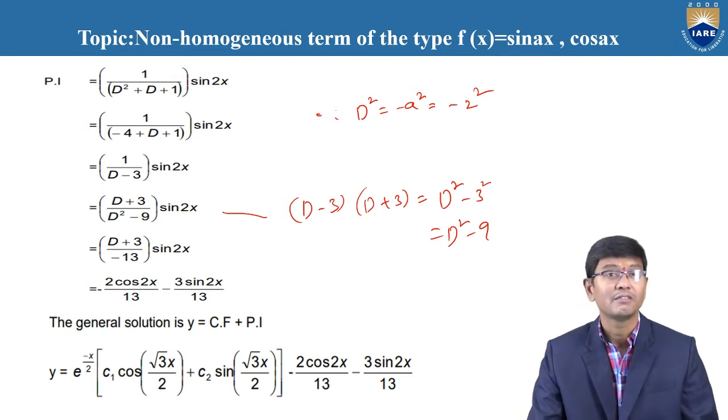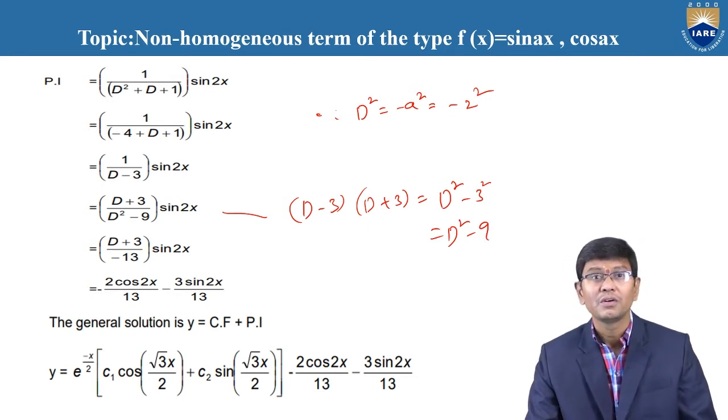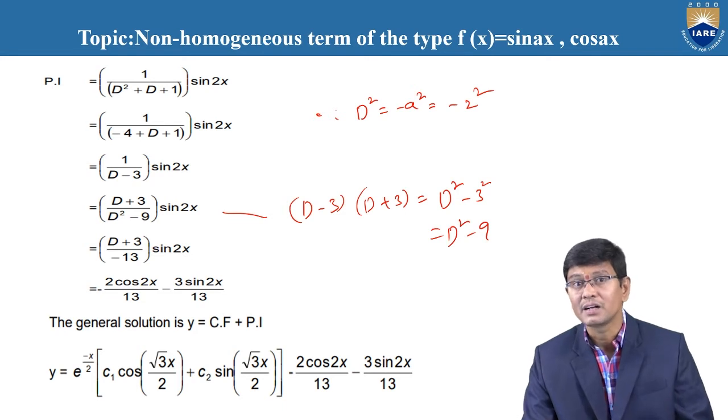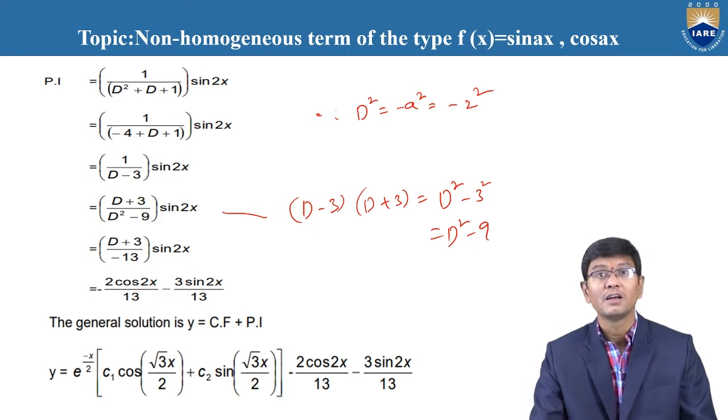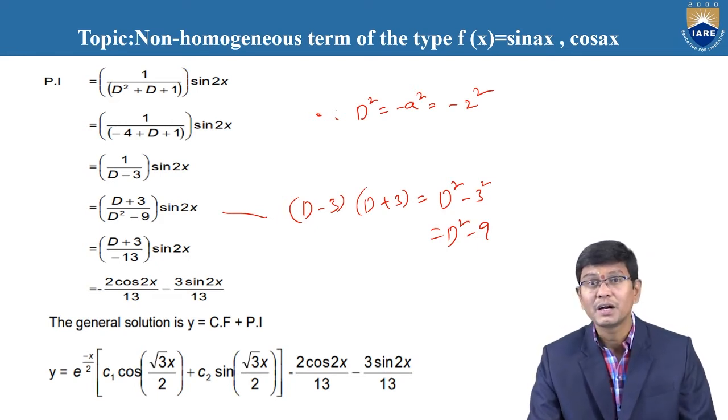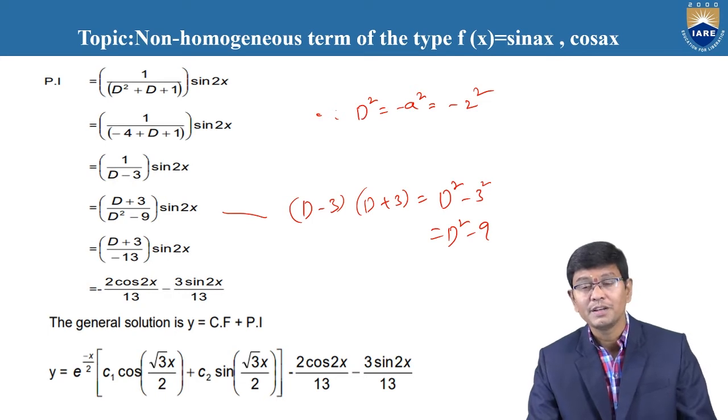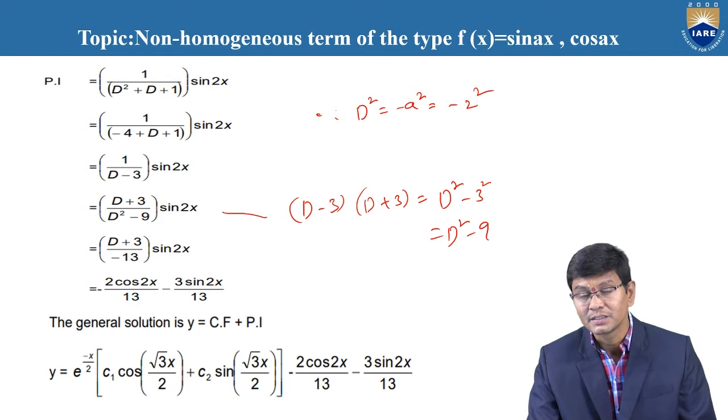into sin 2x. Therefore, you need to once again handle the denominator according to case 2: D squared is equal to minus a squared, that is minus 2 squared. Therefore, it is minus 4 minus 9, so the denominator is totally minus 13. The numerator is D plus 3 into sin 2x. Now, we need to once again multiply the numerator with sin 2x.